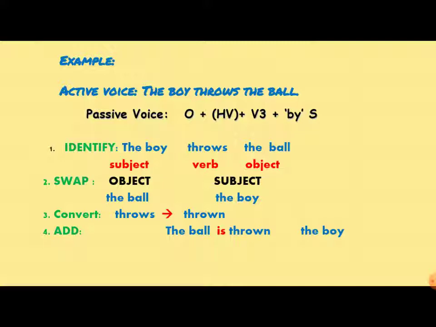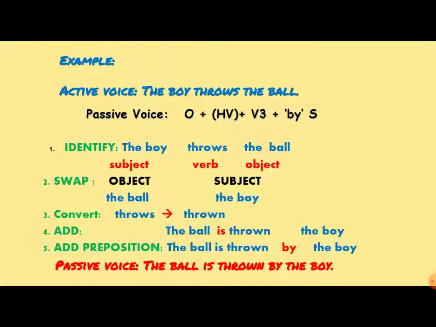Now here something is missing. Yes, you have to add a preposition by. The ball is thrown by the boy. So what is the passive voice? The ball is thrown by the boy. Isn't it easy? Yes, it is easy. But you have to remember these 5 steps. Identify, swap, convert, add a helping verb, add a preposition. Okay?